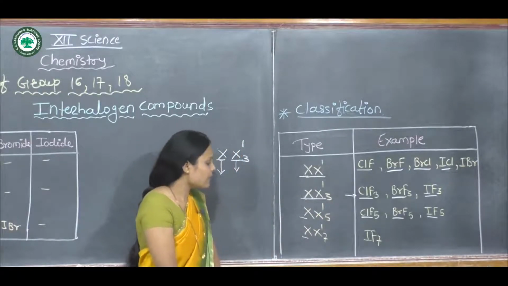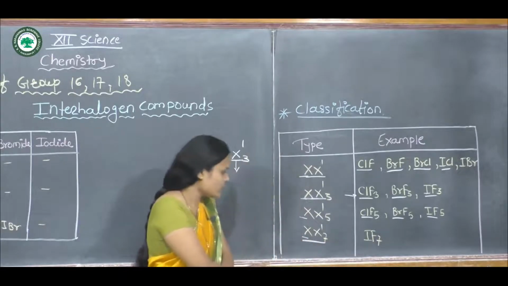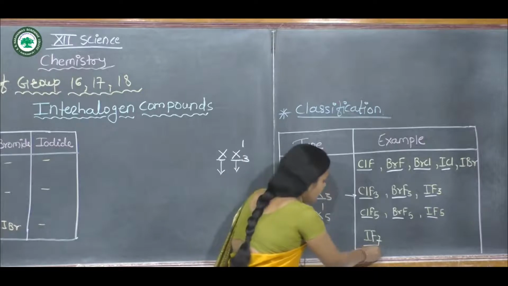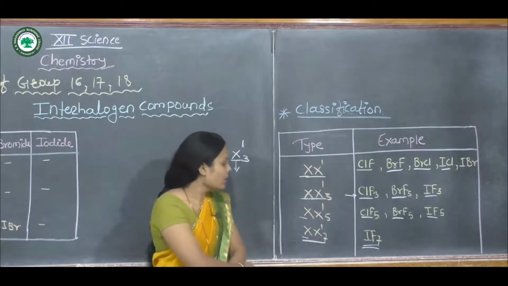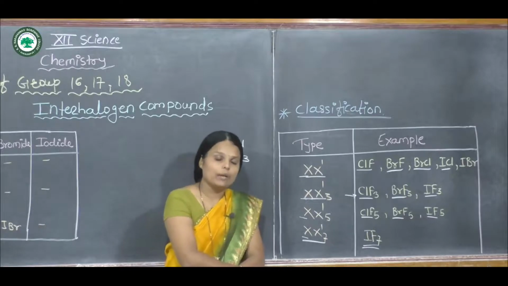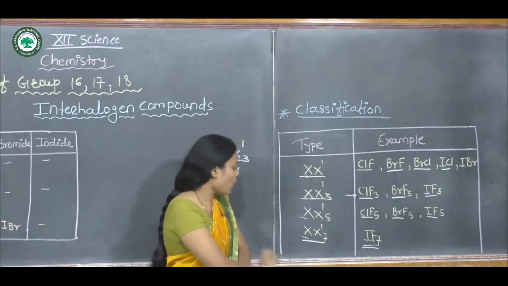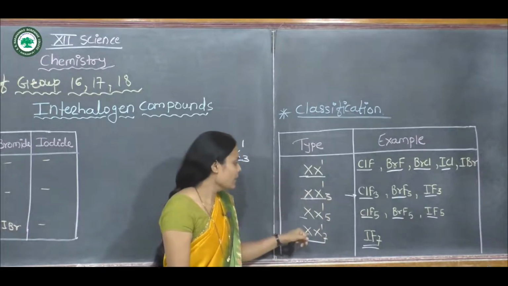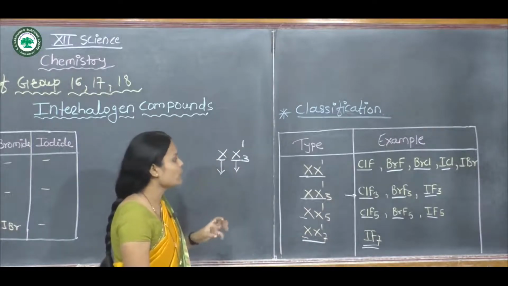Then in this classification the last type is X X7 dash. It's one example, IF7. Here IF7 means iodine heptafluoride. Iodine heptafluoride is a compound and it's an example of the X X7 dash classified interhalogen compound. This is the classification of interhalogen compounds.